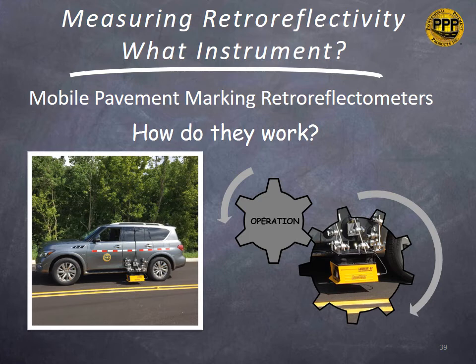Note that the newer generation mobile retroreflectometers will also measure pavement markers. The geometry is different, so it's not a direct comparison for retroreflectivity to the handheld standards, but is a quick way to locate poor performing, missing RPMs by geotagging them.